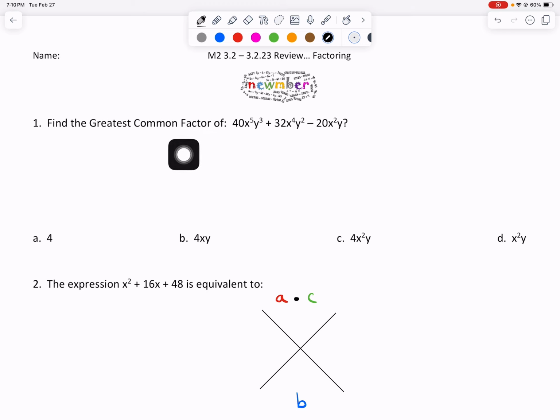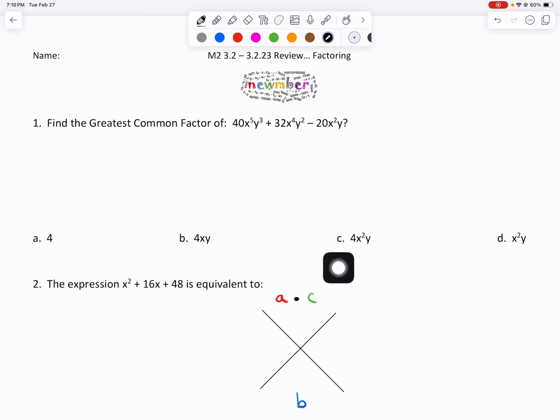Find the greatest common factor of 40x to the 5th y cubed plus 32x to the 4th y squared minus 20x squared y. All right, the beautiful part about multiple choice is that it allows us to work fast and efficiently. Okay, so let's take a look.